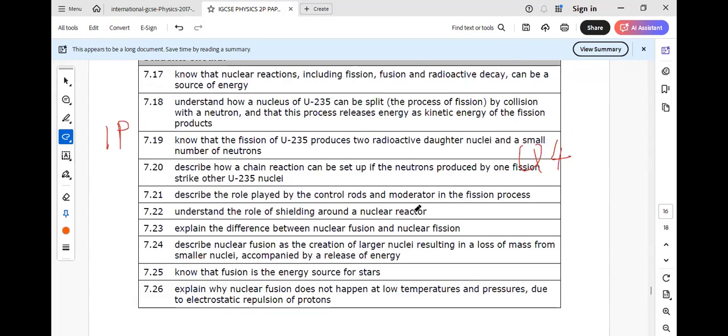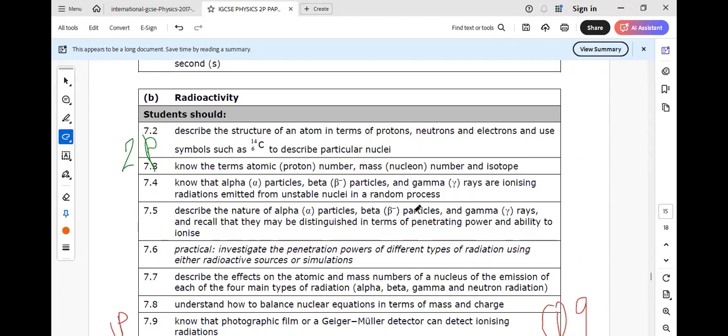So now you are clear that you need to focus more on nuclear reactions, equations, and also alpha, beta, gamma radiation, their properties, uses and hazards.